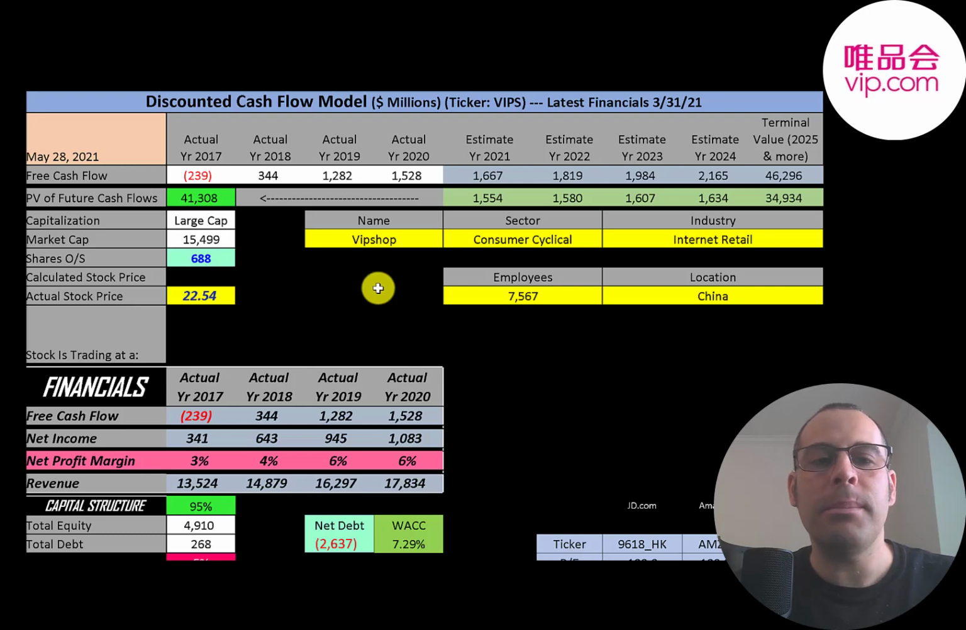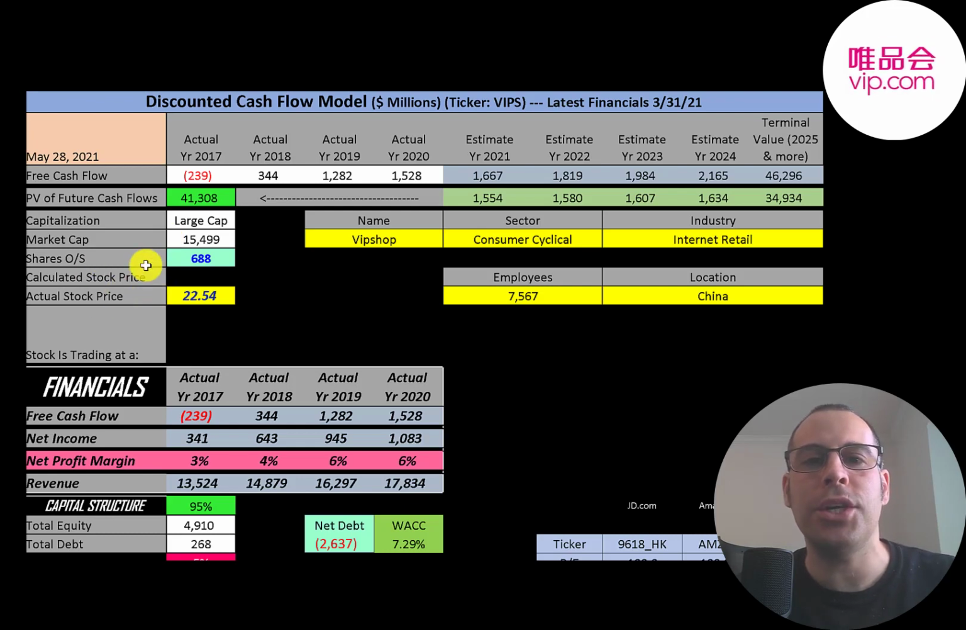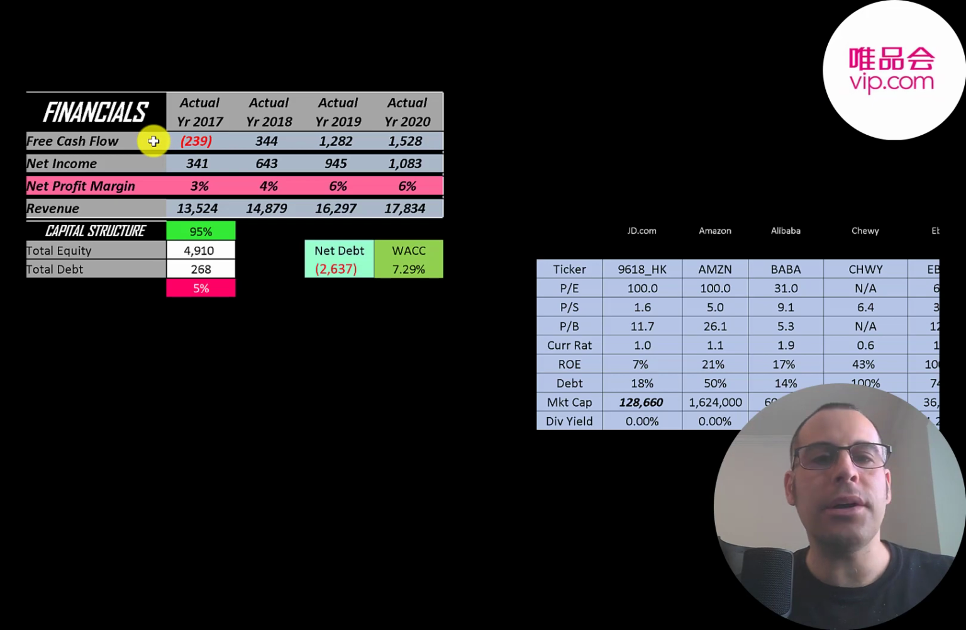Let's get started with the model. This is a large cap company, 15 billion market cap. They're trading at $23 a share and they have 688 million shares outstanding. Let's look at the financials.